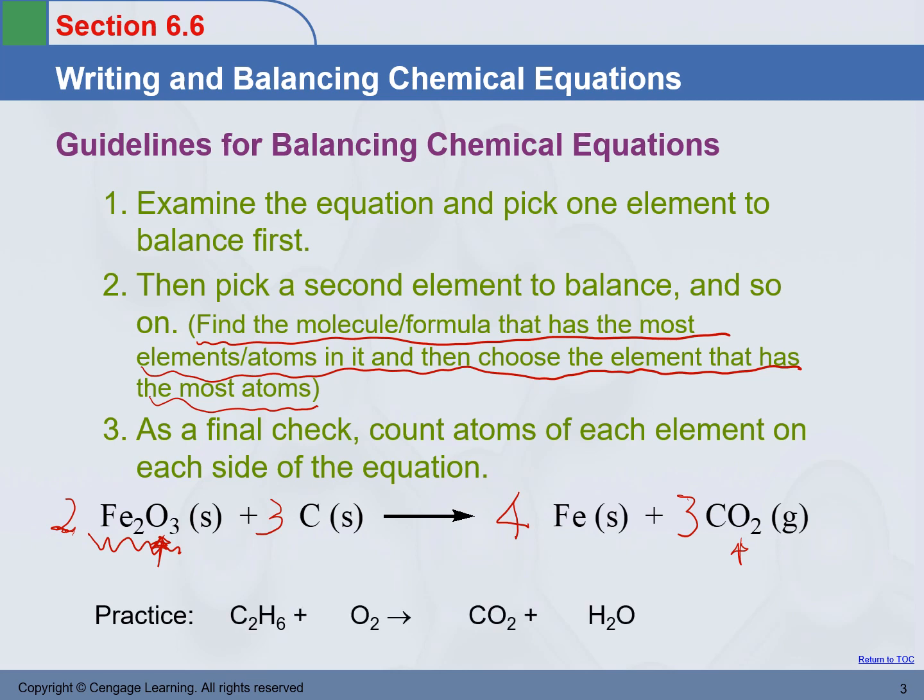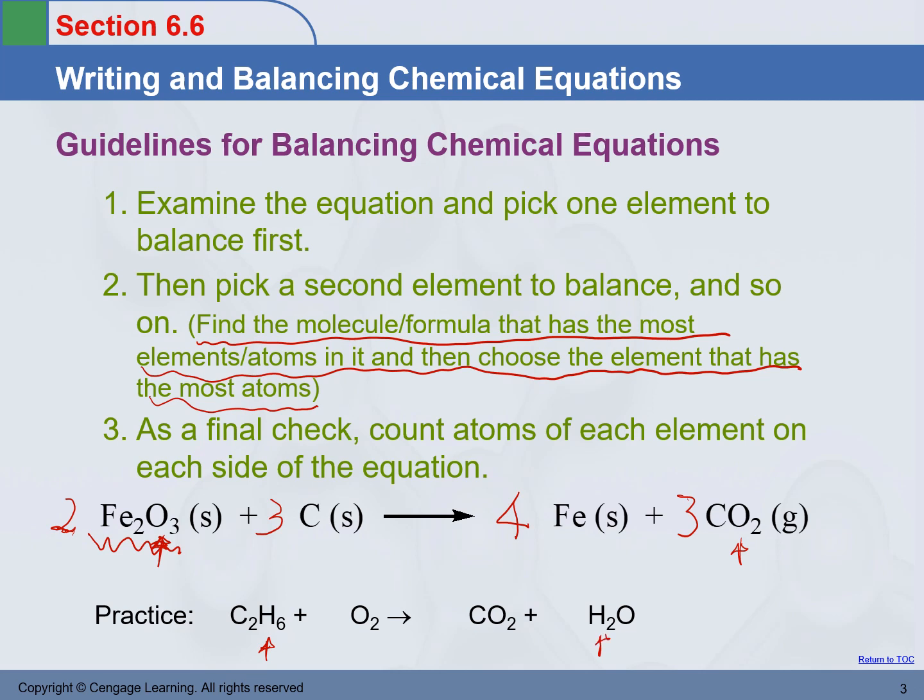This reaction is between ethane and oxygen to produce carbon dioxide and water. So let's follow the guideline: find the formula that has the most atoms in it, and pick the element that has the most atoms. It will be hydrogen in this case.